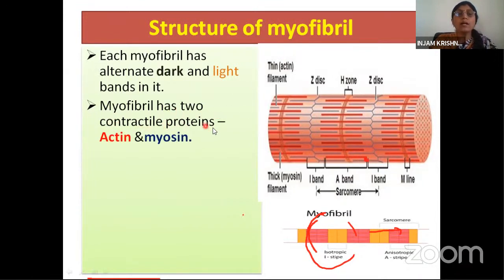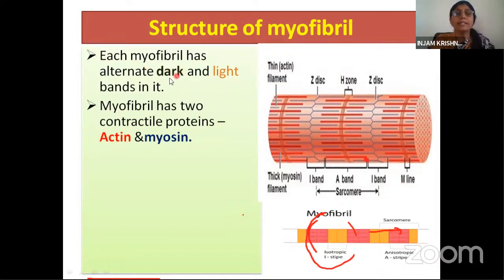Myofibril has two contractile proteins, the actin and myosin. Yes, we know that our entire body is made up of proteins. So muscle fibril has two contractile proteins. They are actin and myosin.